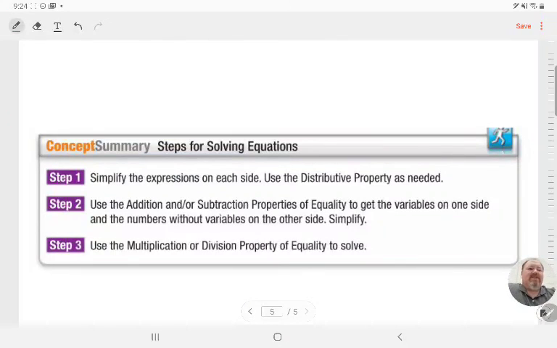And then lastly, I just added this on here. It gives you steps for solving equations. You first want to simplify the expression on each side, then use the distributive property as needed. Step 2, use the addition or subtraction properties of equality to get the variables on one side and the numbers without variables on the other side, and then simplify. Use multiplication and division property of equality to solve. Okay, so that's kind of the steps that you can use to solve equations.